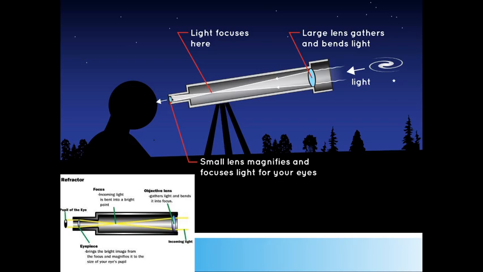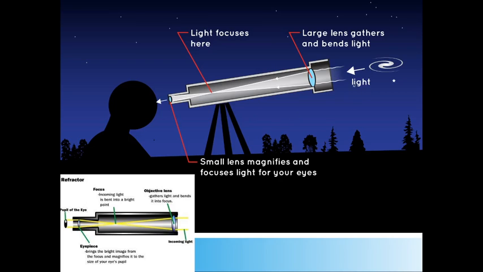It focuses at a particular point inside the telescope. An eyepiece brings the bright image from the focus and magnifies it to the size of your eye's pupil. This is actually the simple working of a refractor telescope. You can see this and study.